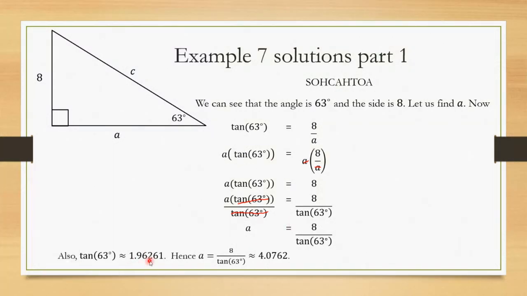Notice tangent of 63 degrees is 1.96261. You can just do that in a calculator. Make sure you're in the right mode, degree mode. If you ever need help with the calculator, don't be afraid to ask me. I don't have an Android smartphone, but I'm definitely willing to help. Once you know this, we get A, 8 divided by this, which is approximately this amount. Are there any questions on that?